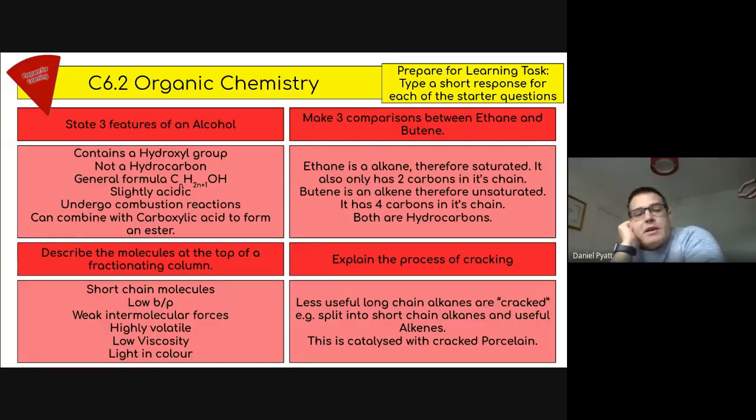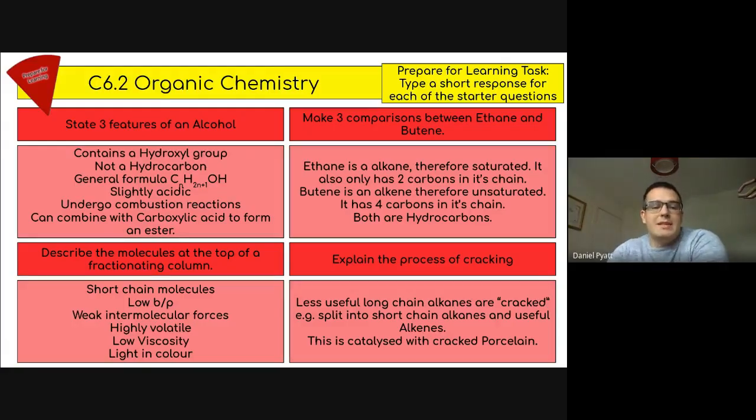Okay, so first, state 3 features of an alcohol. I've done more than 3, but I only asked for 3. The first important feature of an alcohol is it contains a hydroxyl group, which is an OH. So it's got an O and an H attached at some point on the carbon chain. Because it's got an oxygen in it, it's not a hydrocarbon. That might seem like a weird feature to state, but it is important that you recognize alkanes and alkenes are hydrocarbons, and alcohols, carboxylic acids, esters, amines and the other things we'll talk about aren't.